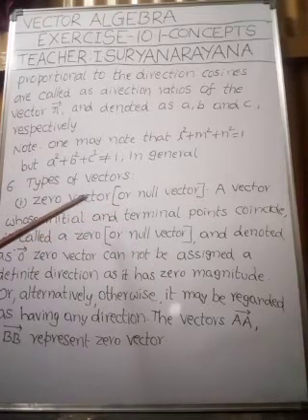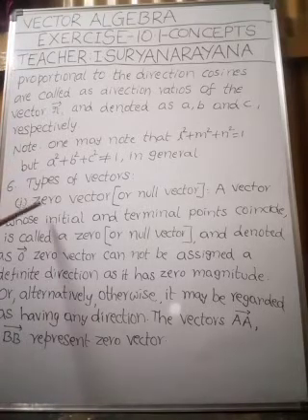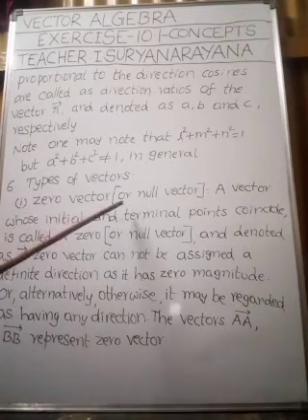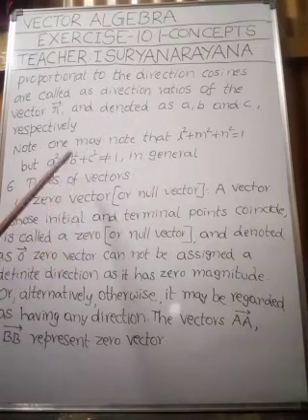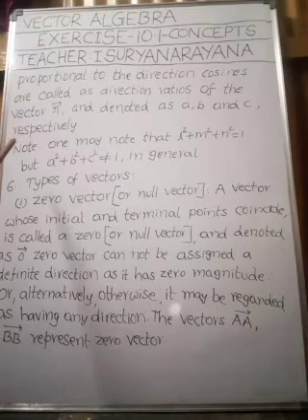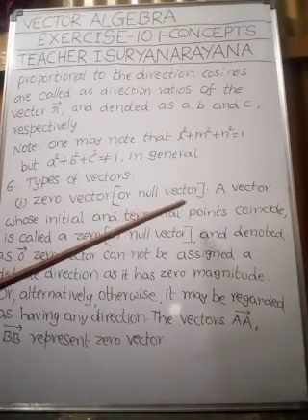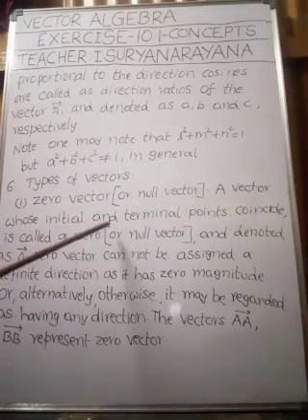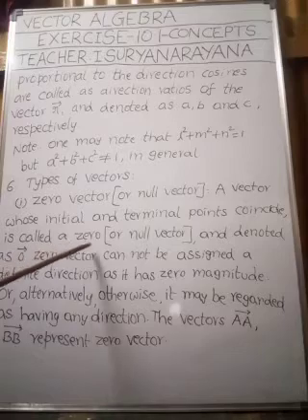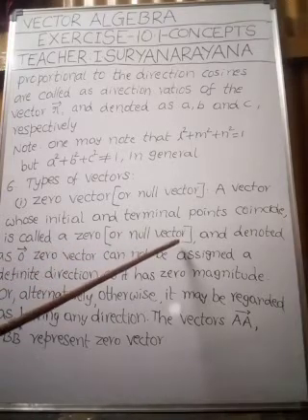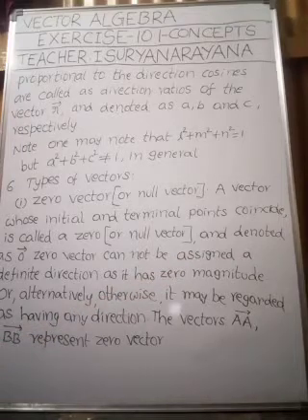Six types of vectors we are going to discuss here. The first one, zero vector or null vector. I think you have already discussed, we have learnt in physics. Okay, my children, let us recall that previous knowledge. A vector whose initial and terminal points coincide is called a zero or null vector, and denoted as zero bar.